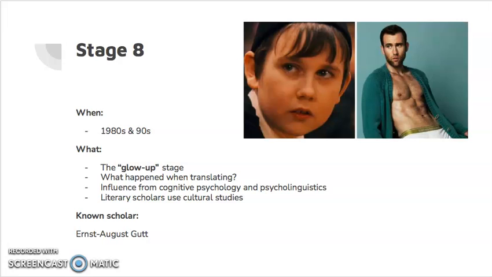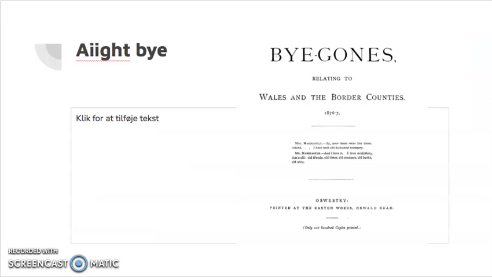And so, these were the 8 stages of translation studies, aka translation studies through the ages.